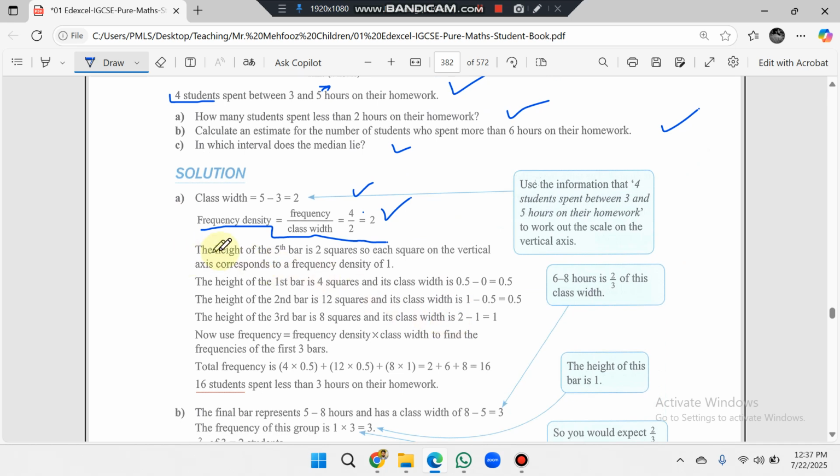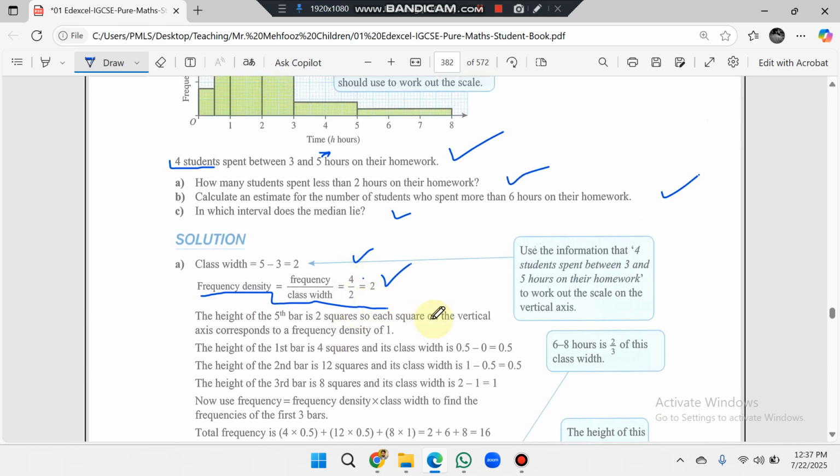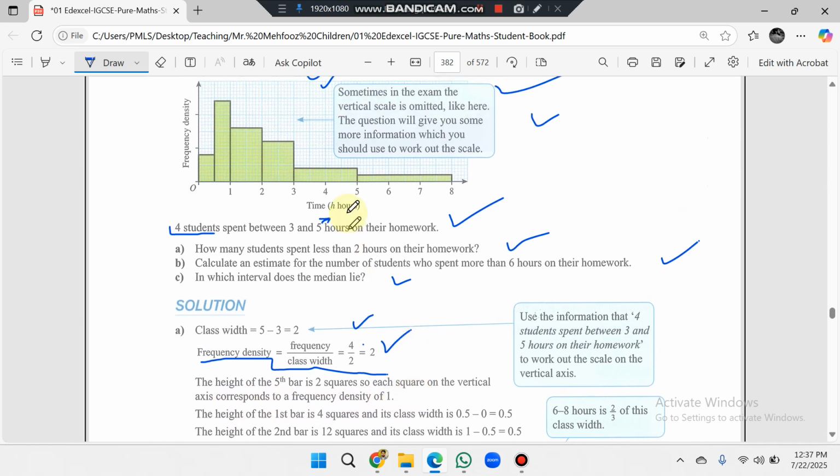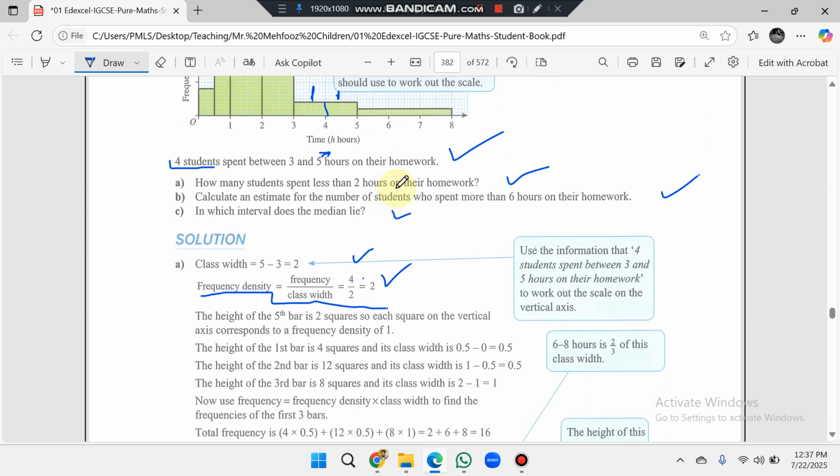Okay, the height of the fifth bar is 2 squares. So each square on the vertical axis corresponds to a frequency density of 1. So in this case, from 3 to 5, the heights from 3 to 4 and 4 to 5 are equal. So it means that one box has the height 1 and also the second one has the height 1.